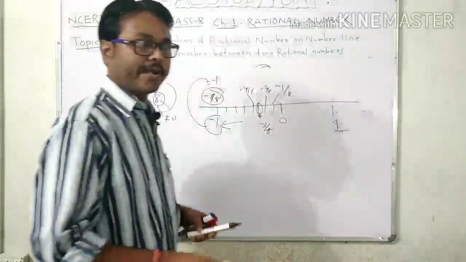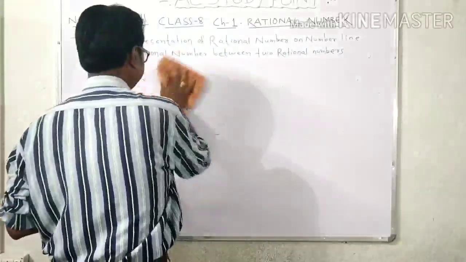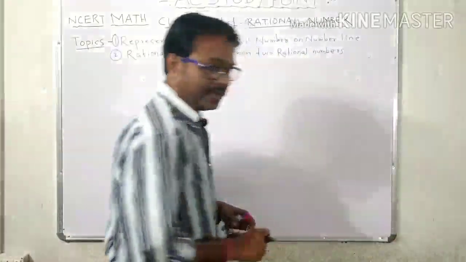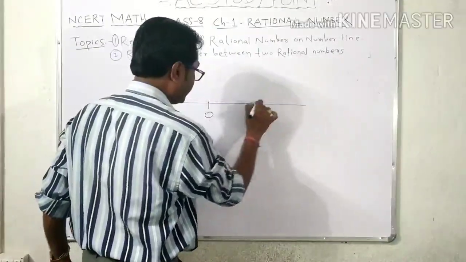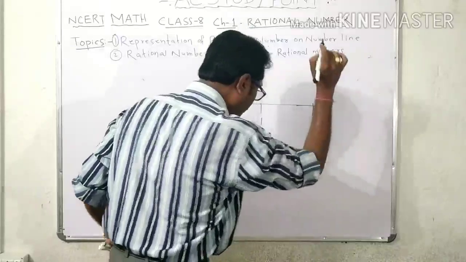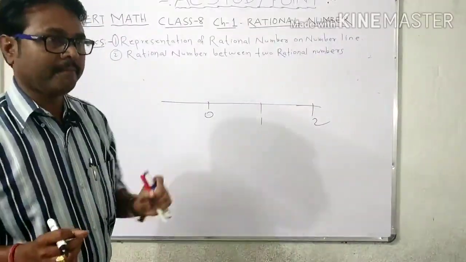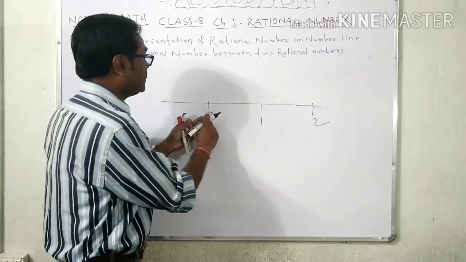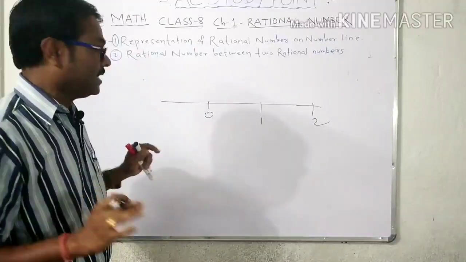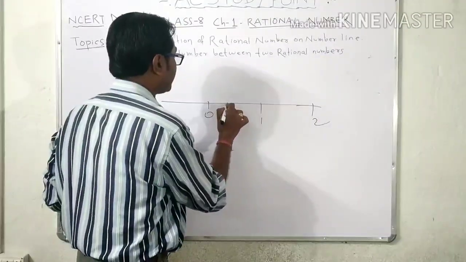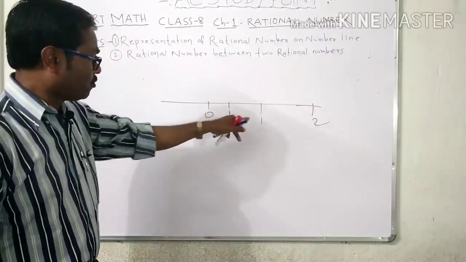Coming to the second topic: rational numbers between any two rational numbers. It is very, very important. Let us check it. Suppose here it is 0, here it is 1, here it is 2. If you apply simple thinking, you can say that between 0 and 1 many rational numbers are there. Half is also there, between 0 and 1.